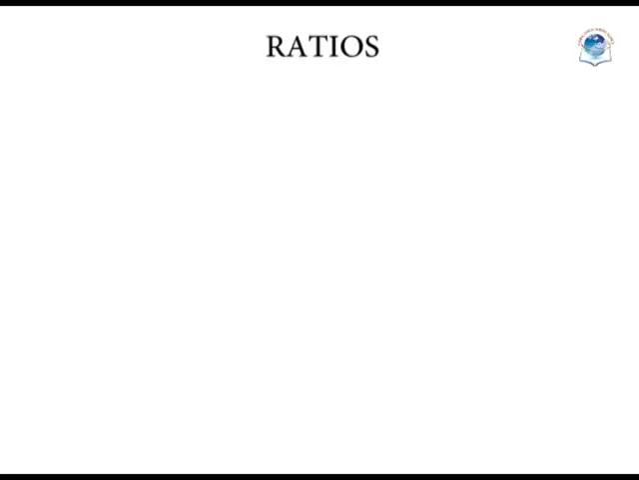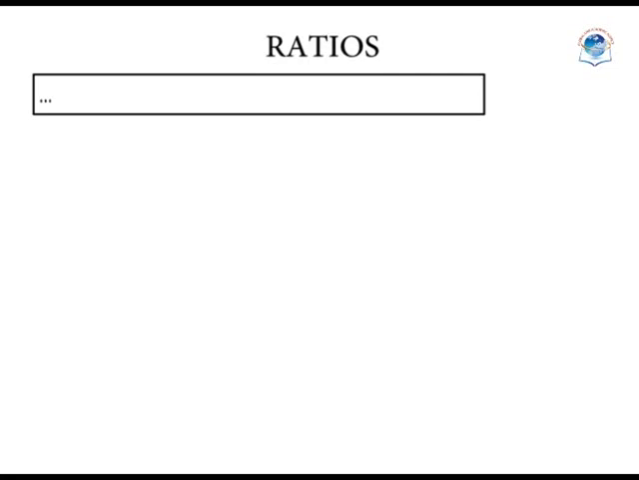Next chapter, ratios, rates, proportions, and percentages. Ratios. Now, from a dictionary, a ratio is defined as a comparison of two numbers by division. Well, that's true, but it is also confusing.